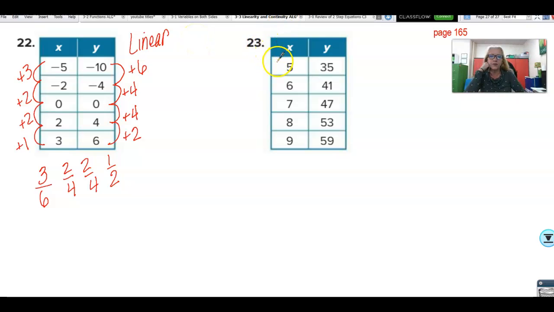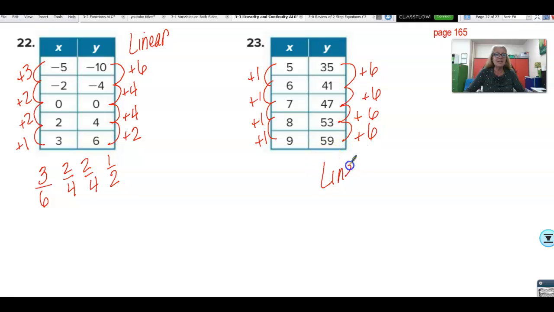All right, over here, I like these so much better when they just go up by 1 at a time, because it's so much easier to tell if it's linear or not. These all go up by 1, so if these are all the same, this thing's linear, okay? Well, 35 to 41 is an increase of 6. 41 to 47 is an increase of 6, I'm hopeful. 47 to 53 is an increase of 6, and 53 to 59 is an increase of 6, and it is linear.